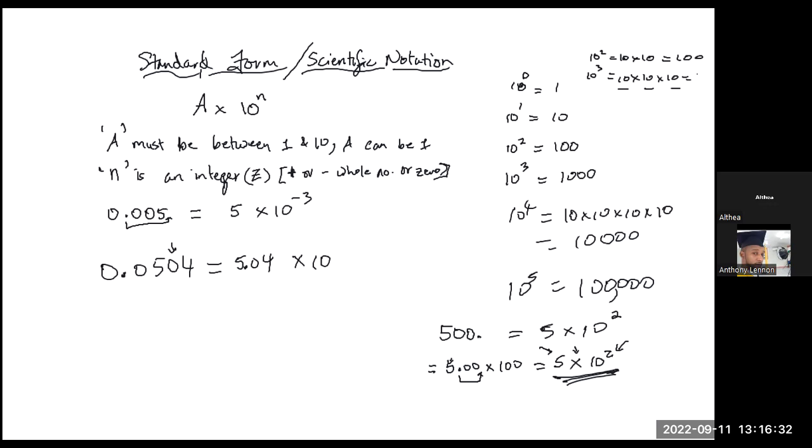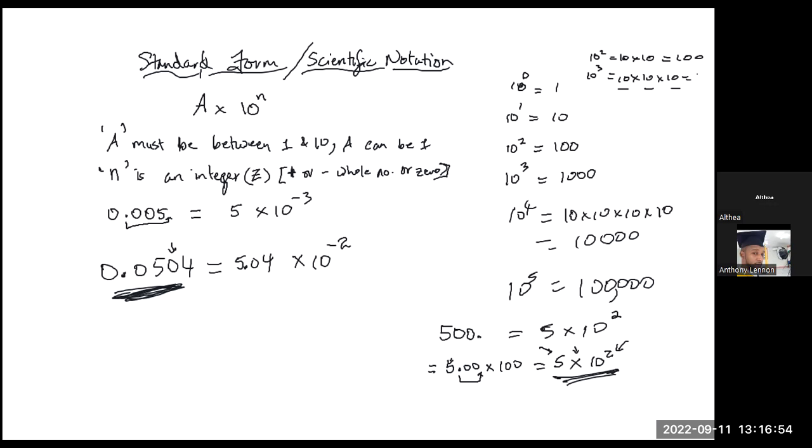Now think about this number. This is the number you're looking at. 1, 2, right. But is it going to be positive 2 or negative 2? Negative.